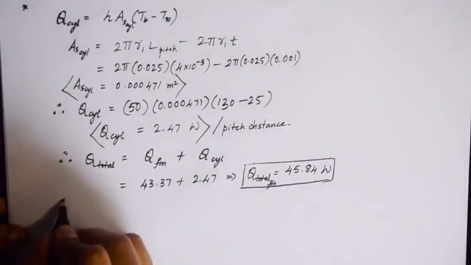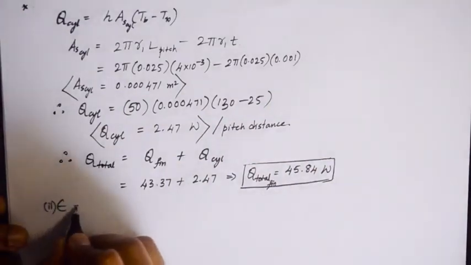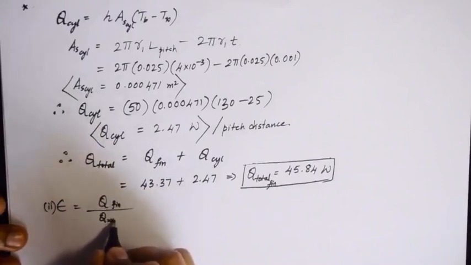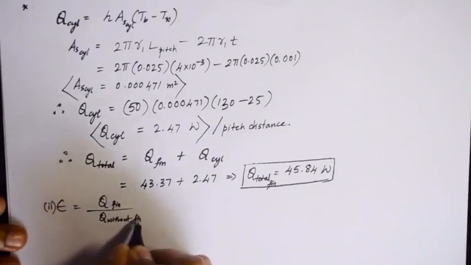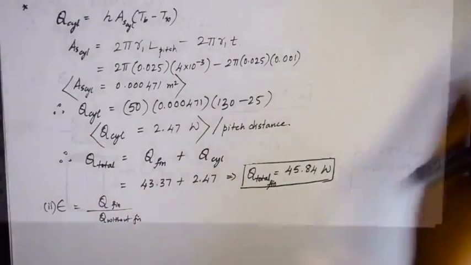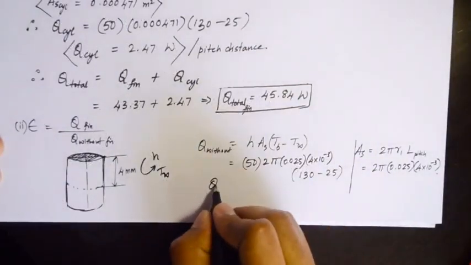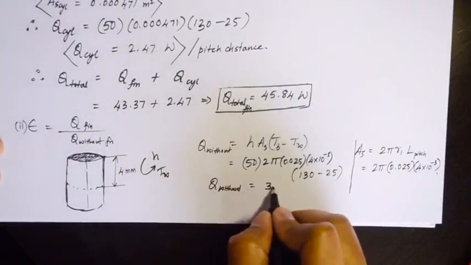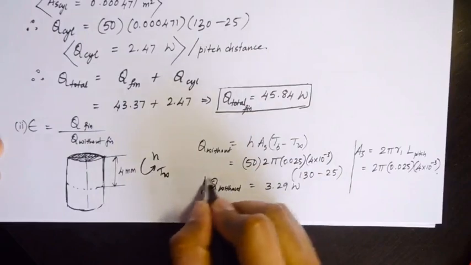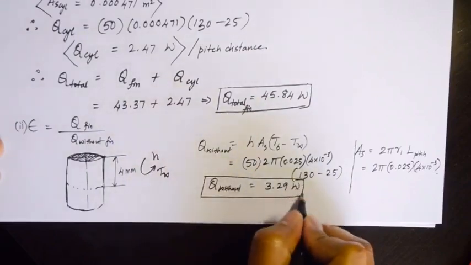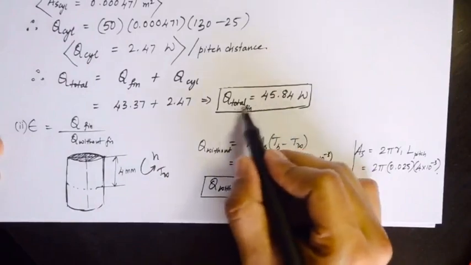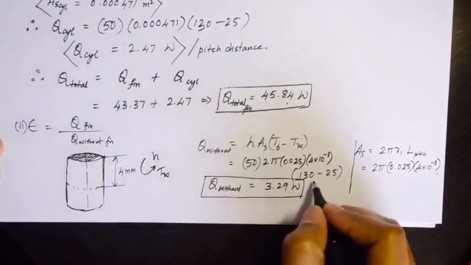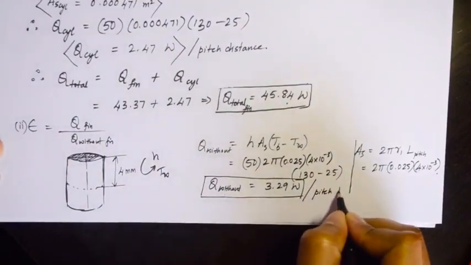Now to find out the effectiveness, that is the second sub question, all that you need is the heat transferred by the fin over the heat transferred without the fin. So we'll consider the same example without the fin, right? Calculate the area and substitute here. So we get the value of heat transferred from the cylinder without the fin is going to be 3.29 watts. Now that we have the total heat transferred when fin is present, and the total heat transferred when fin is not attached, both is calculated per pitch distance only.